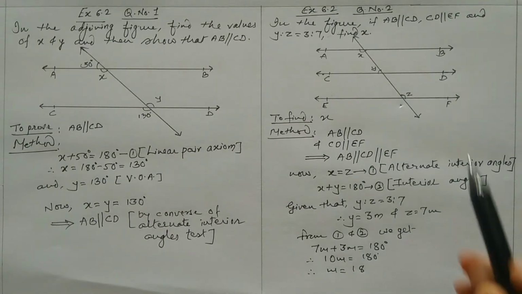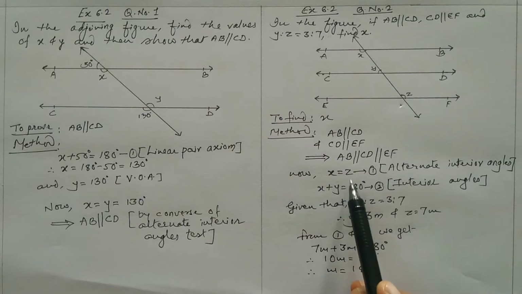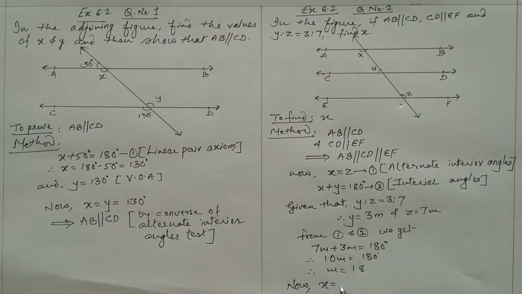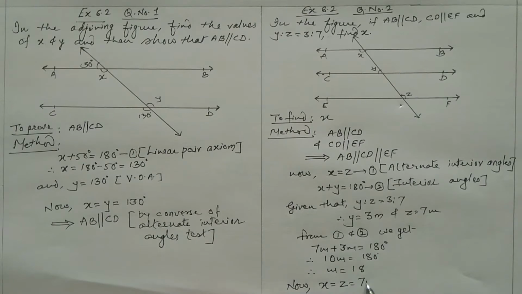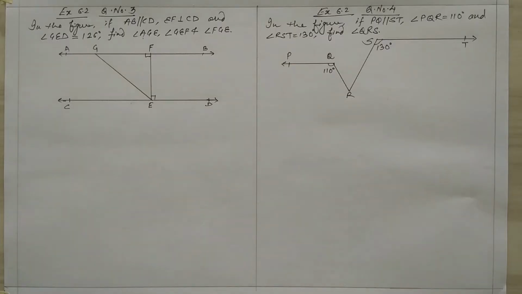So what is your target? Your target is x. What is x? x is equal to z, and z is equal to 7m. So therefore 7 multiplied by 18. So what is the value of x? The value of x is 126 degrees. Hope you have understood this question number 2. Let us see question number 3 of exercise 6.2.